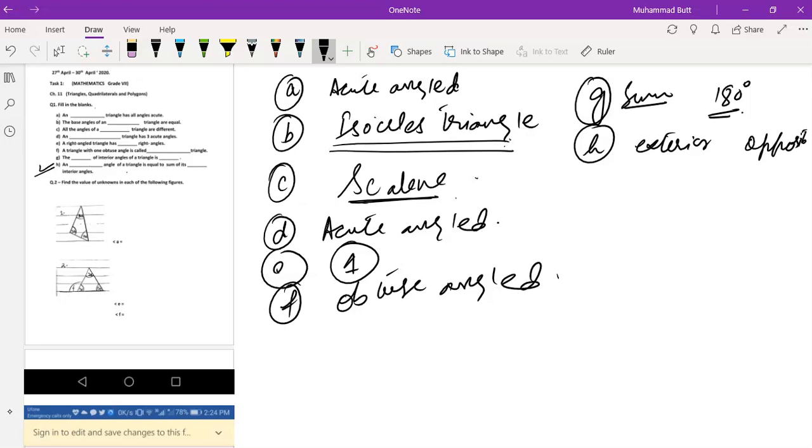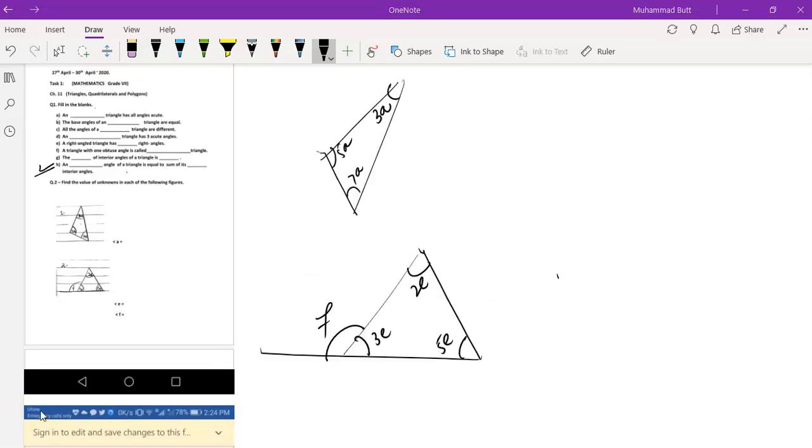If you have listened to the video carefully, you could have done these blanks very easily, because all these blanks are related to the properties of the triangle. As the figures were not clear over there, I have drawn them over here.